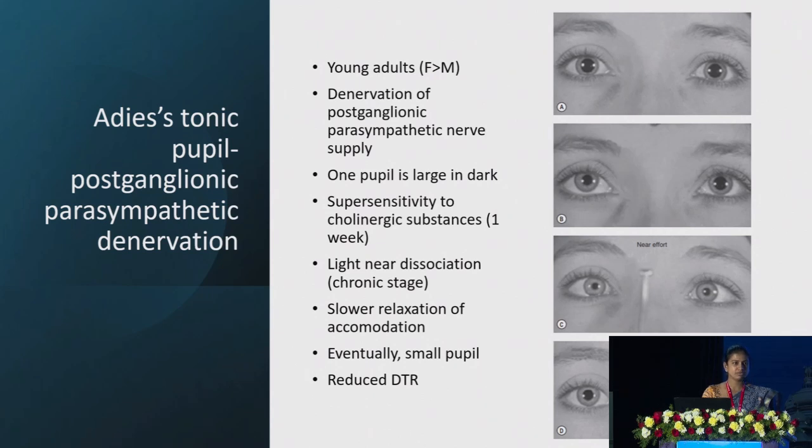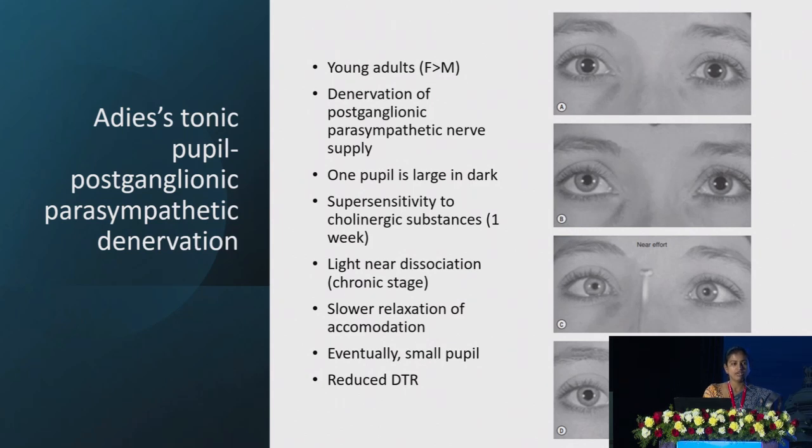First we will discuss Adie's tonic pupil. It is a post-ganglionic parasympathetic denervation. It is usually seen in young adults, and females are more commonly affected than males. If you see a patient in the dark, one pupil is usually larger. But if you put a cholinergic substance like 0.1% pilocarpine, it will constrict, meaning it is super sensitive to cholinergic substances.